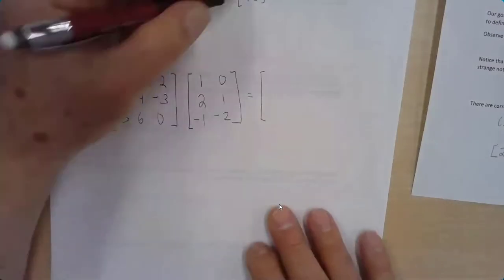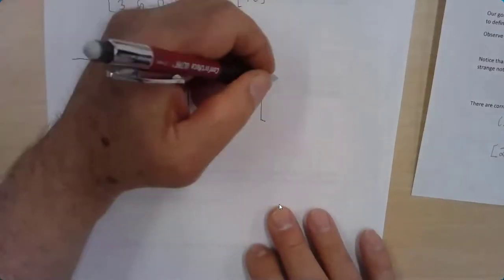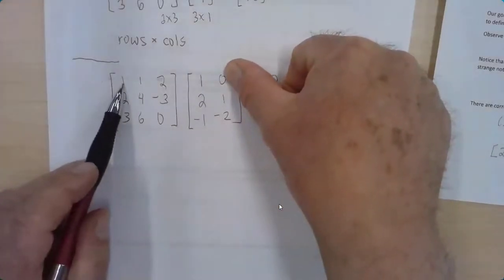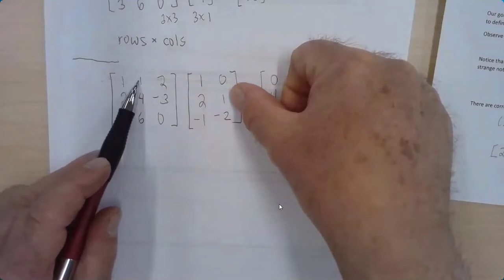So, well, we already did this one, right? 1, 2, minus 1, we just computed that. That turned out to be 0, 11, and 15. And now we just do another column. So you take this times this, 0 plus 1 minus 4 is -3.